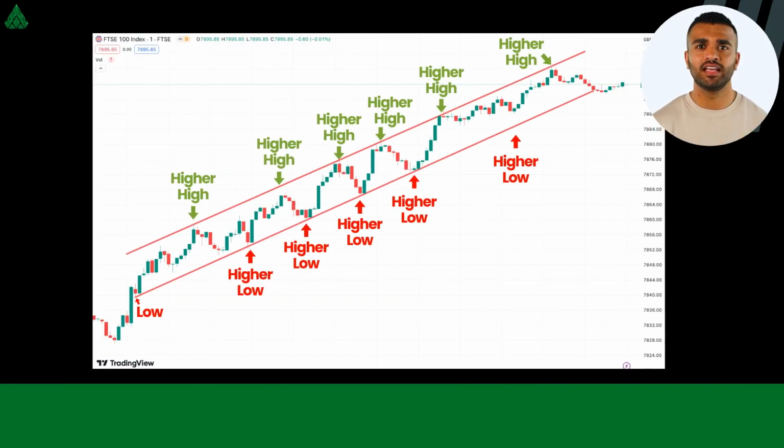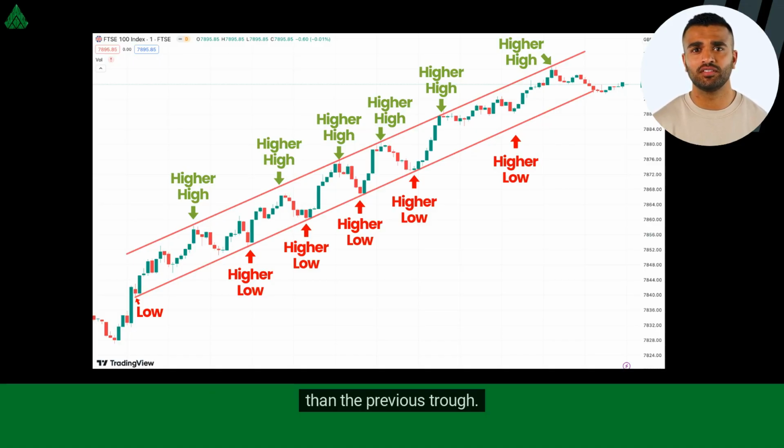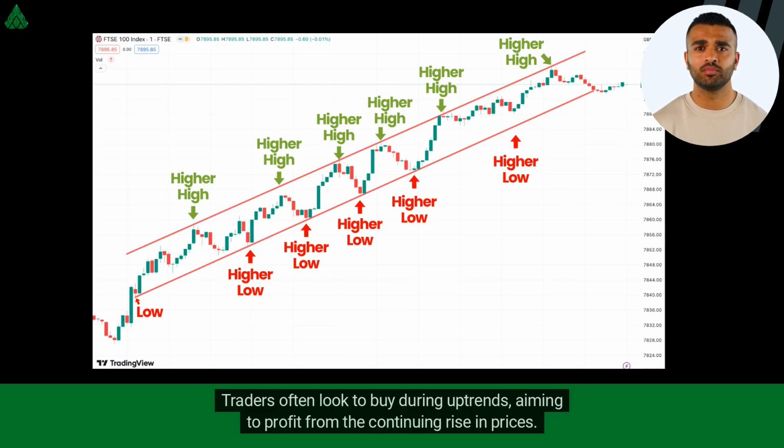As you can see, in an uptrend, each successive peak is higher than the previous peak, and each successive trough is higher than the previous trough. This pattern shows that demand is outstripping supply, leading to rising prices. Traders often look to buy during uptrends, aiming to profit from the continuing rise in prices.